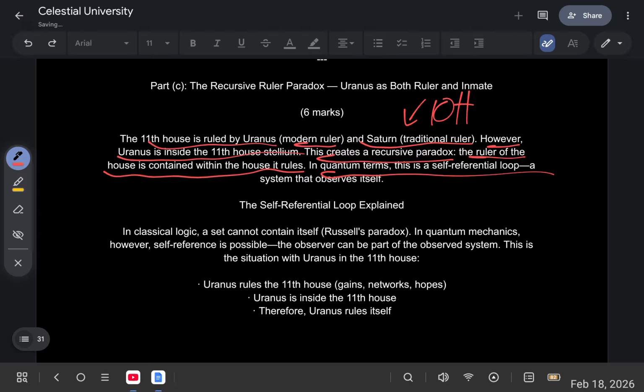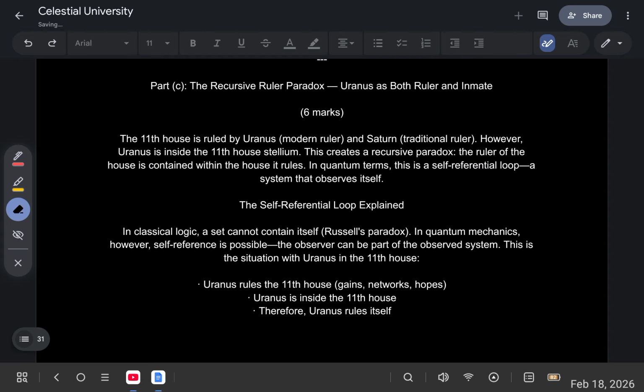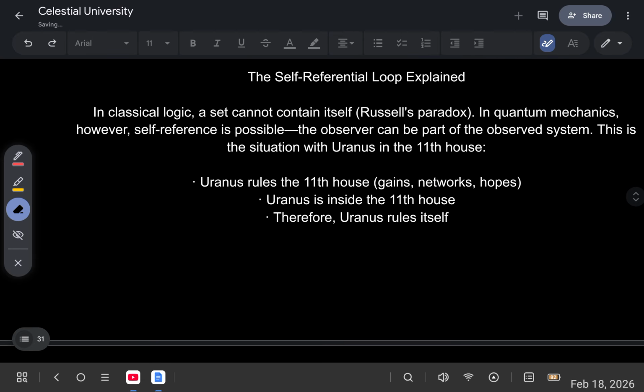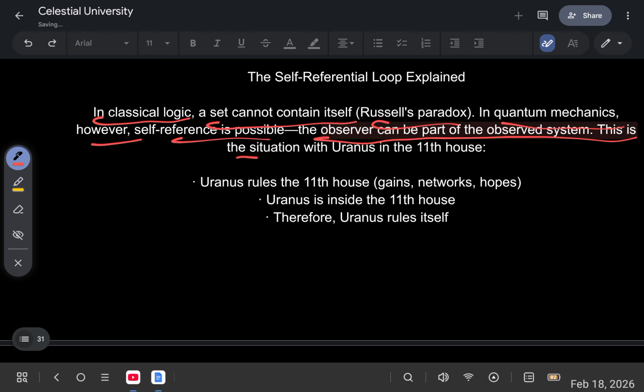In quantum terms, this is a self-referential loop, a system that observes itself. In classical logic, a set cannot contain itself. Russell's paradox. In quantum mechanics, however, self-reference is possible. The observer can be part of the observed system, and this is the situation with Uranus in its own house, the house of gains, networks, and hopes. It's already in there, and therefore Uranus rules itself.